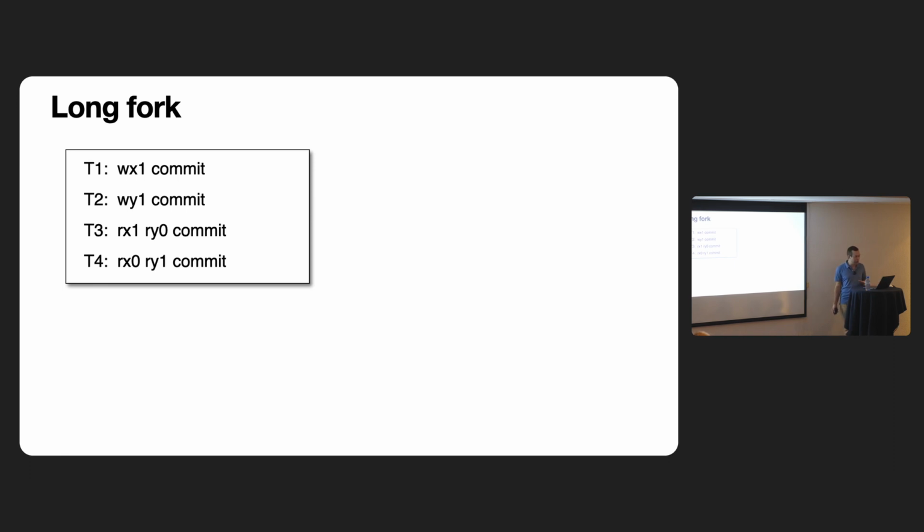Transaction T3 reads object X, reads 1, so sees the write that was done, and then reads object Y, doesn't see any write, and gets the default value 0. Then transaction T4 does the reverse: it reads 0 from X and reads 1 from Y. Okay, so I guess the first question is: is this serializable?